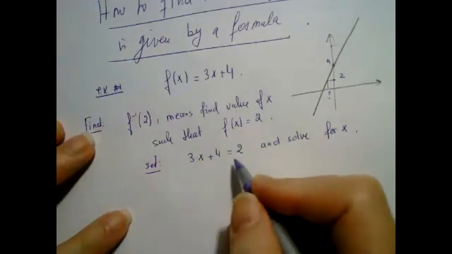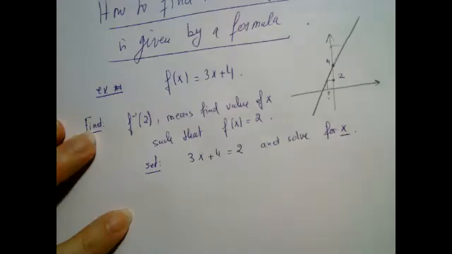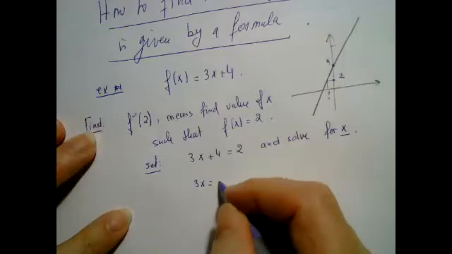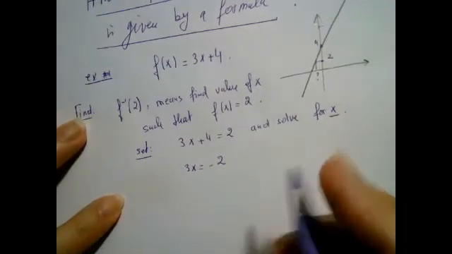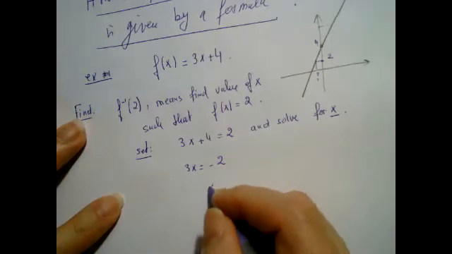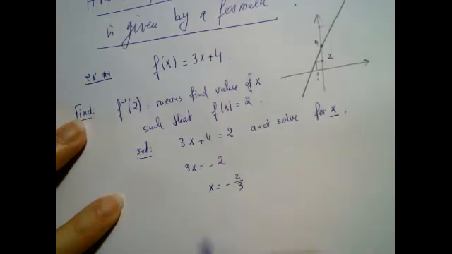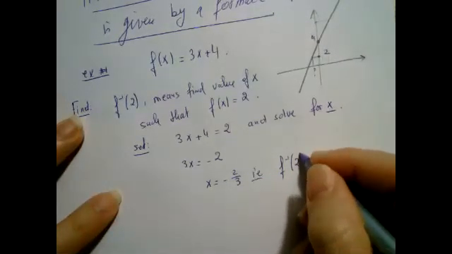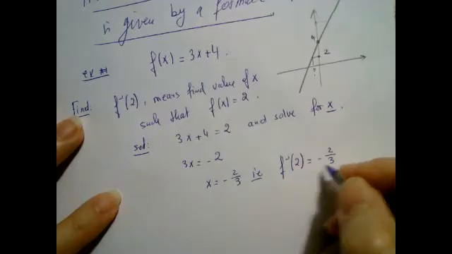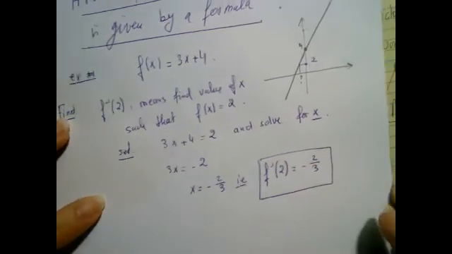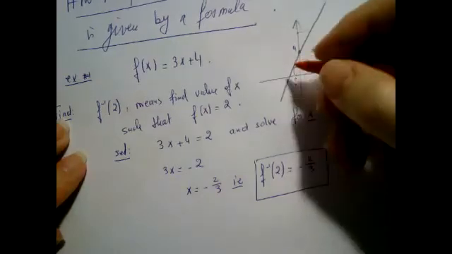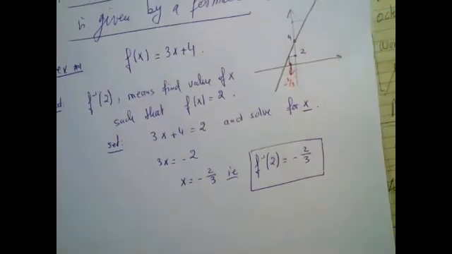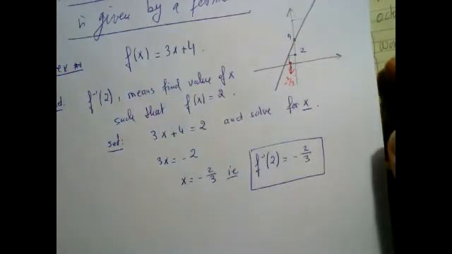Let us solve. How do we solve? We need to isolate the x. So it's going to give me 3x equal 2 minus 4, so it's minus 2. Now I need to isolate my x. I divide by 3 across. I get x equal minus 2 over 3. It means f inverse of 2 is minus 2 over 3. This point right there is actually minus 2/3. So when I have a formula, I can find the exact value by proceeding like this.